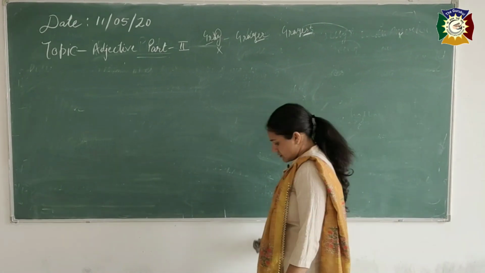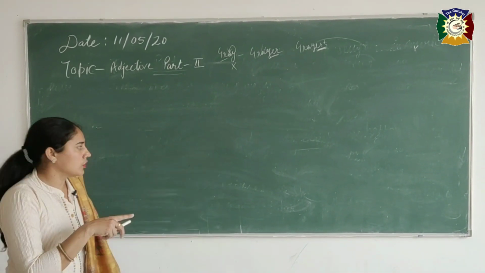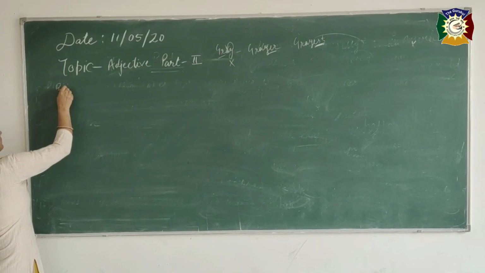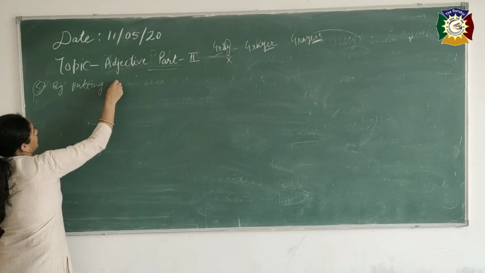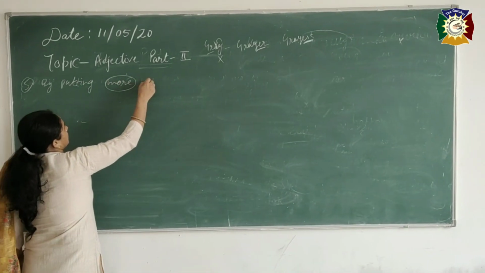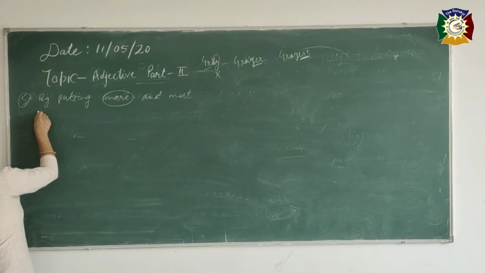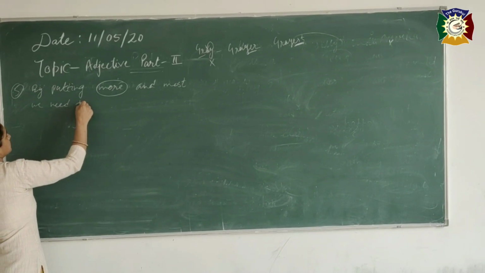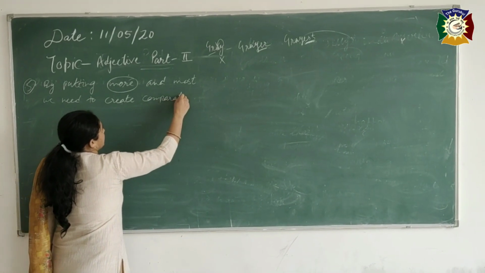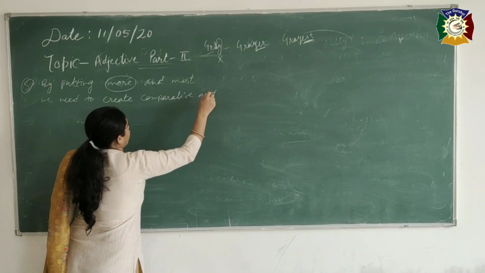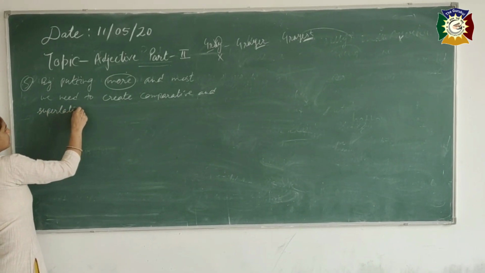Sometimes you also see some sentences, she is more intelligent than me. We will go with this first. By putting more and most, we need to create comparative and superlative degrees.